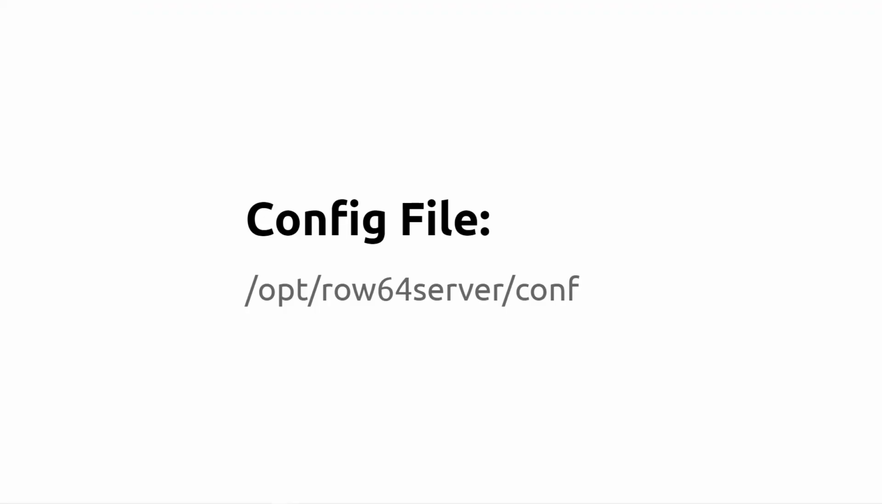Okay, so finally, the configuration for the server. This is stored in /opt/Row64server/conf. It's not critical when you first evaluate the software to use the config file, but as you want to set up new folders, you want to set up users, you want to set up more complex things, this is the core of where the server behavior is defined, and we'll take a look at that.